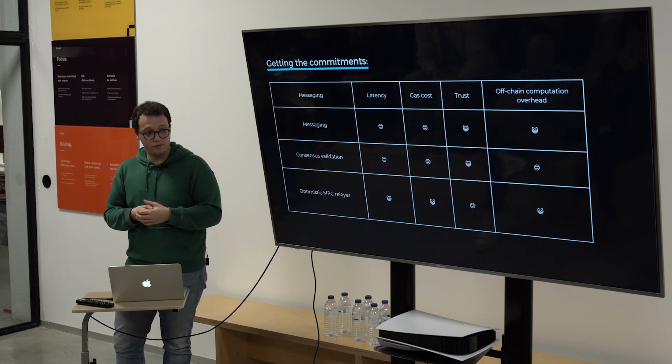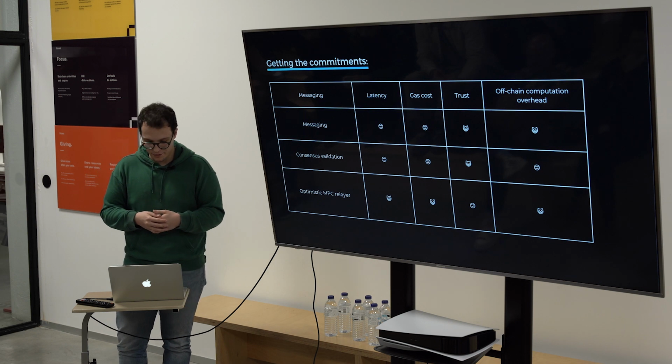Off-chain computation, well, very likely we want to prove this computation, so we need to generate the proof.